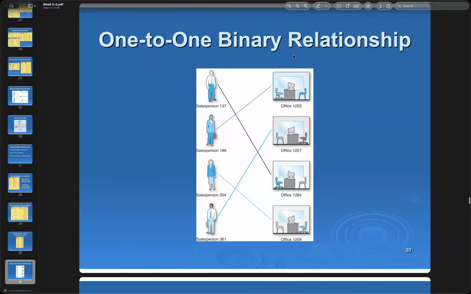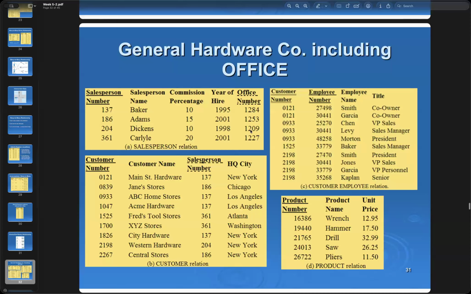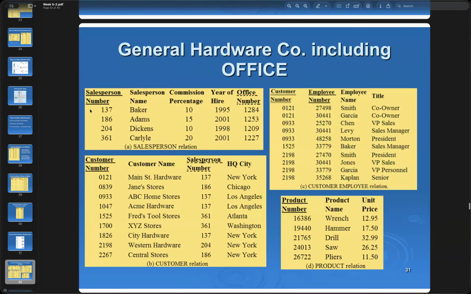Here's the one-to-one binary relation. Let's say we have the office, and each person has only one office. They are not staying in the same office together. Then it's called one-to-one. Right here, let's say we have the salesperson, customer, and customer employee tables, with the product relation. Most important is the office number. With one-to-one, you never see an office number appear twice in this record.